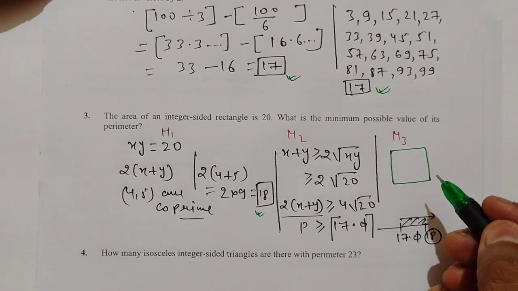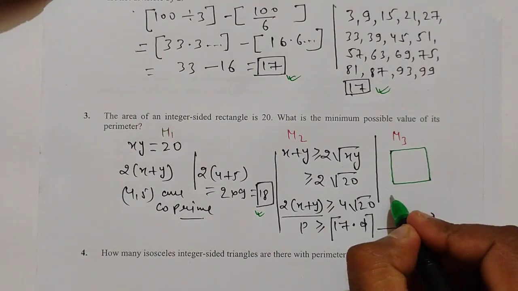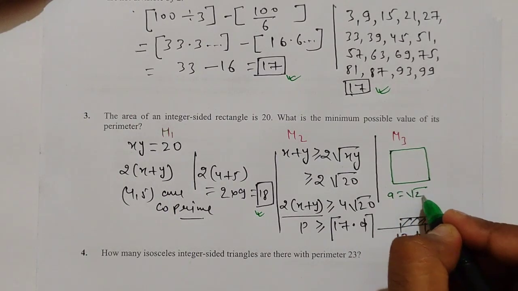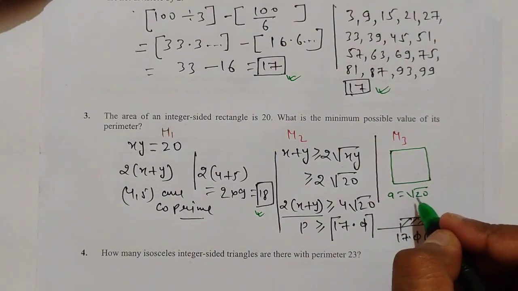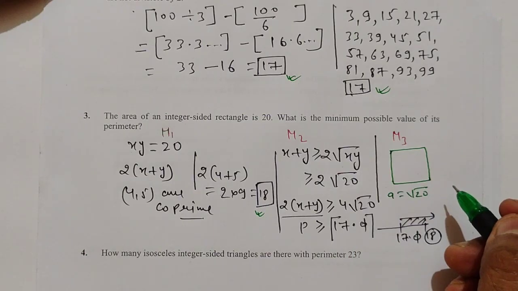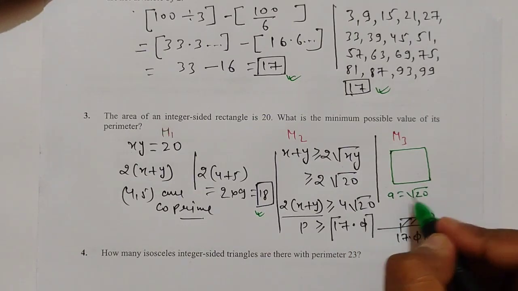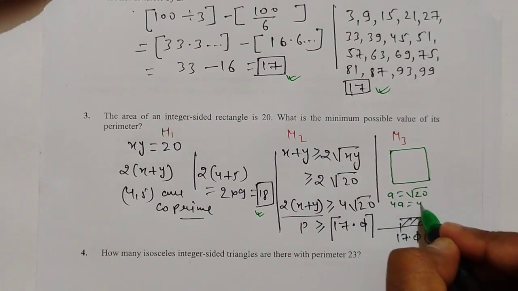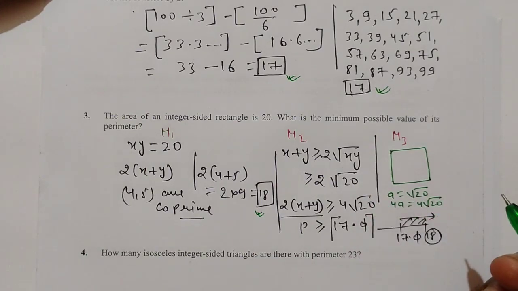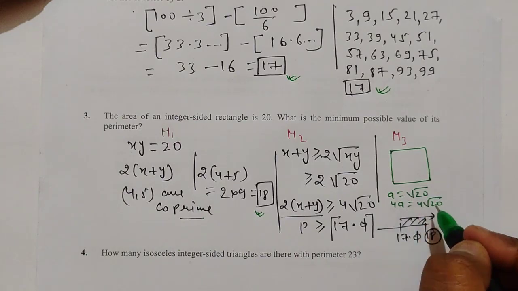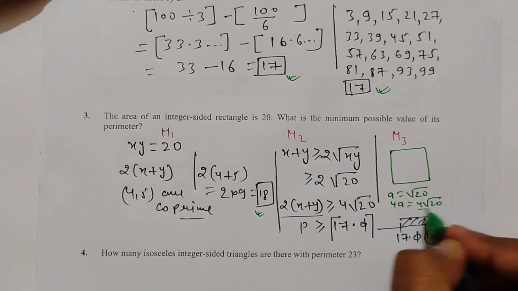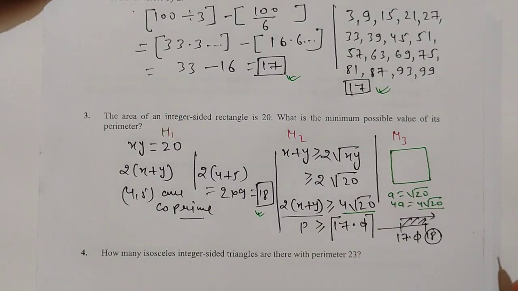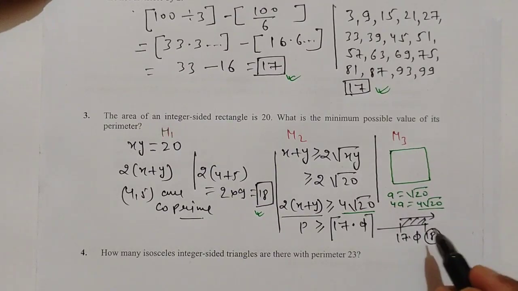so now if this is a square, then a is equal to square root of 20. This will be like, if we use the 4 sides, so 4 times a is equal to 4 square root of 20, and this is the same value like this. So in this case we can say that the minimum value of this perimeter will be 18.